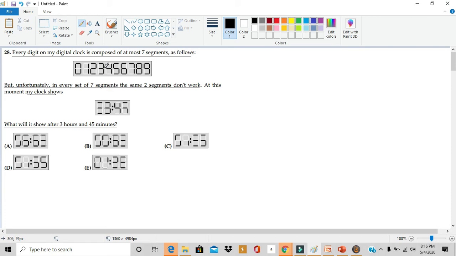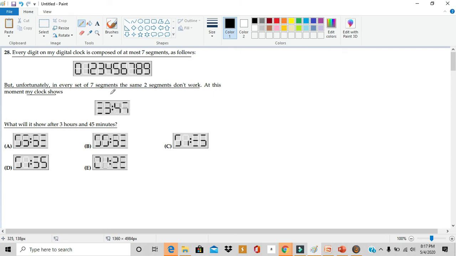So, in this problem, it lays down simple context. We have a digital clock. The maximum number of segments each digit can be comprised of is 7. And in every set of 7 segments, the same 2 segments do not work. Meaning that if this segment and this segment don't work here, they won't work here, or here, or here.